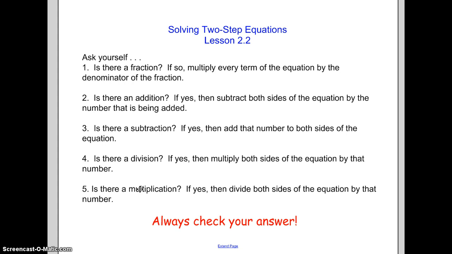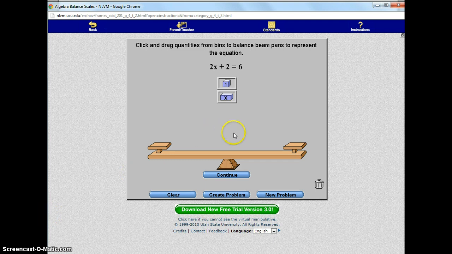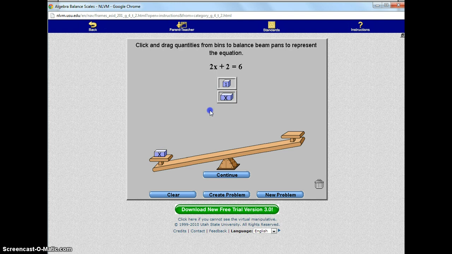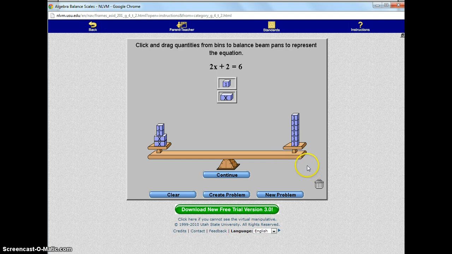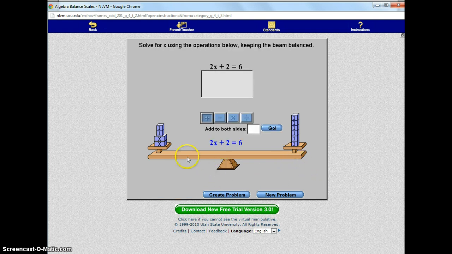Before we do examples on paper, I would like to show you what this looks like in pictures. Please put your pencil down and just watch the screen. This is an example, 2x plus 2 equals 6. On the left side of the equation, we have 2x plus 2. On the right side of the equation, we have 6. The equation is balanced. In order to solve the equation, we need to get x alone on one side. We need to isolate the x.